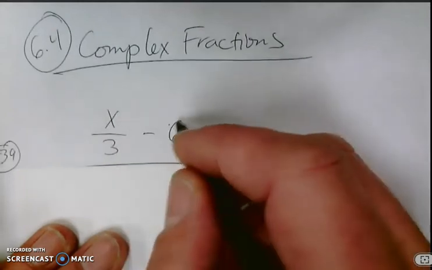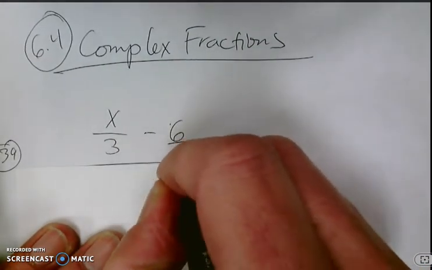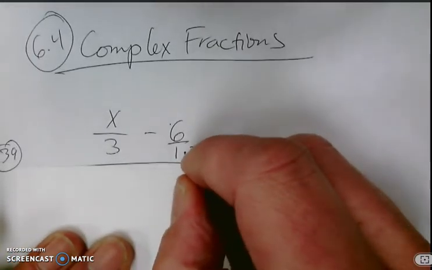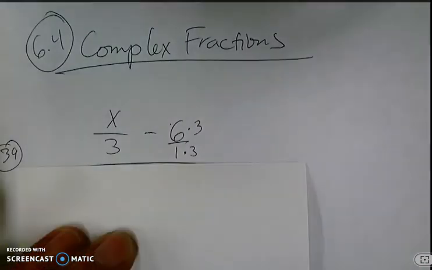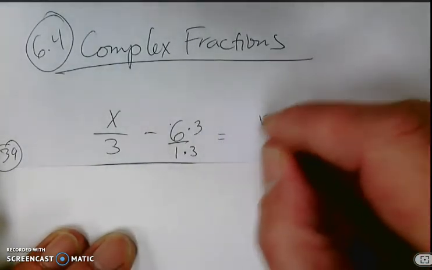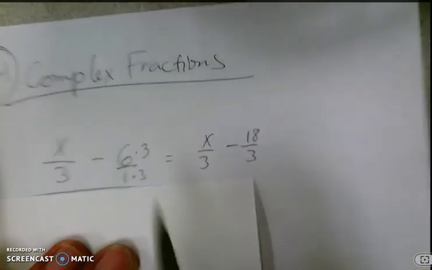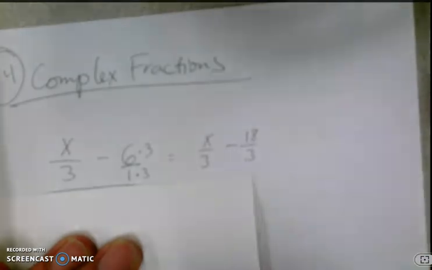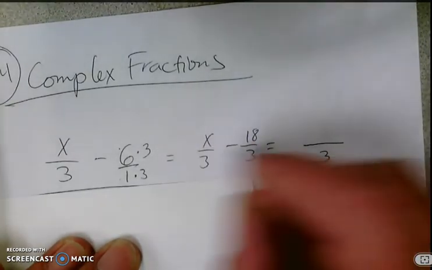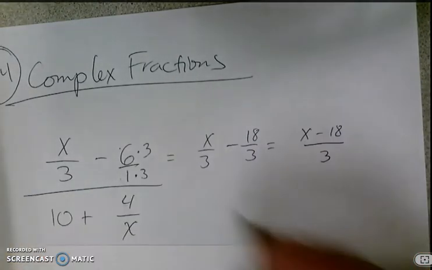So x over 3 and 6, well, we can't combine them unless they have a common denominator, so let's put a 6 over 1. Okay, can't combine these until you multiply this top and bottom by 3. As long as you do the bottom and the top together, they're okay. That gives us x over 3 minus 18 over 3, because this is now over 3 and 6 times 3 is 18. To combine this, you can now put it together as one fraction over 3 with x minus 18. Okay, so we got that.